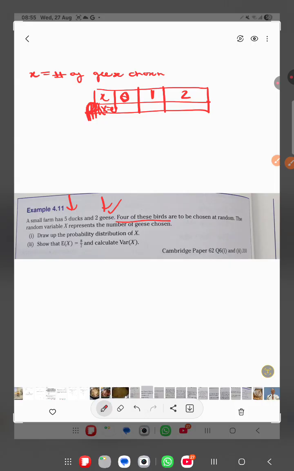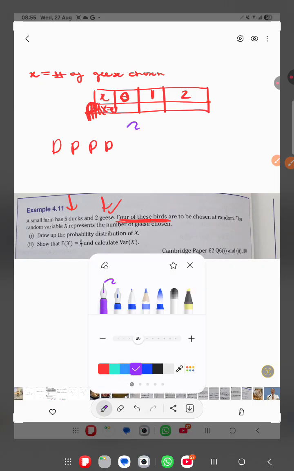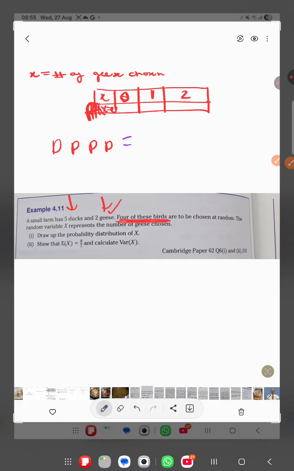Now, let's work out the question. Let's do circumstances now. So, 4 birds chosen. How many birds chosen? 4 of these birds are chosen. If I'm to have 0 geese, that means I have 4 ducks. It's duck, duck, duck, duck. All right, 4 ducks, obviously, because I have 0 geese.